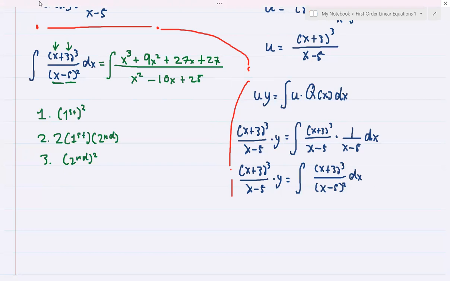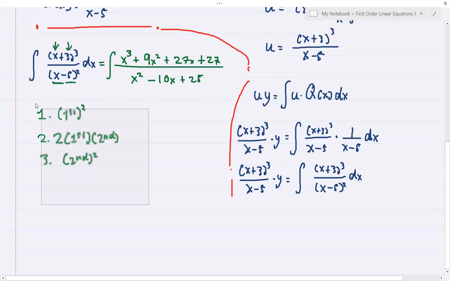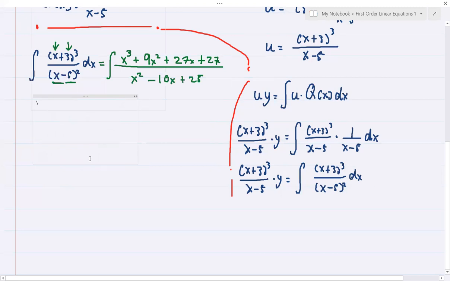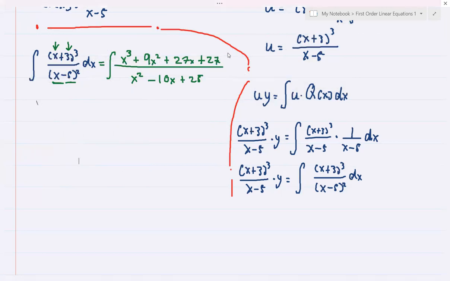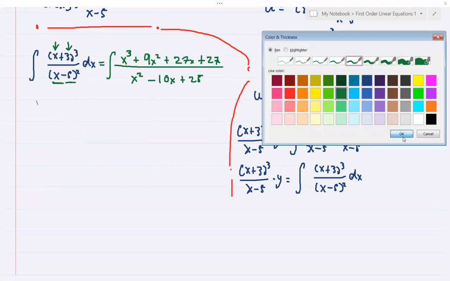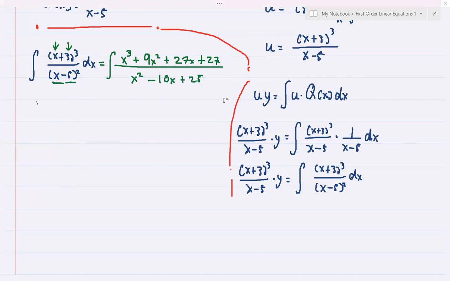Now, we can now apply long division. Let's now apply long division. Oh, sorry. So we're going to copy this one.